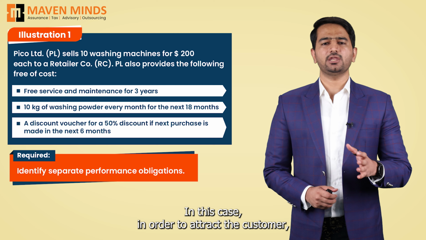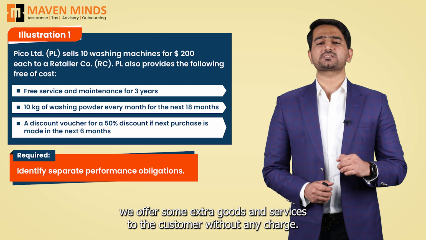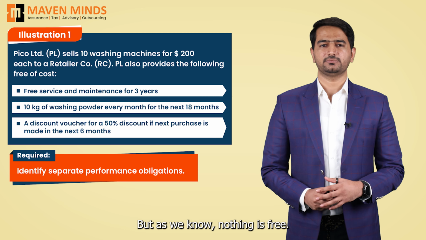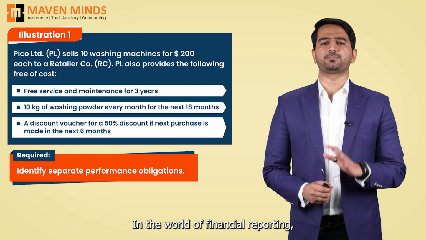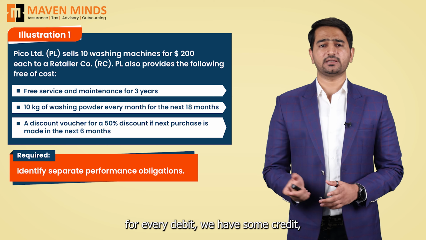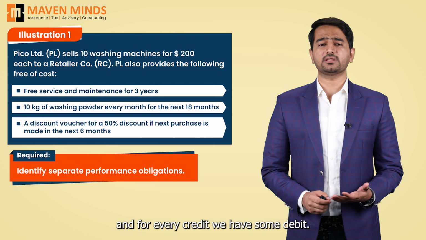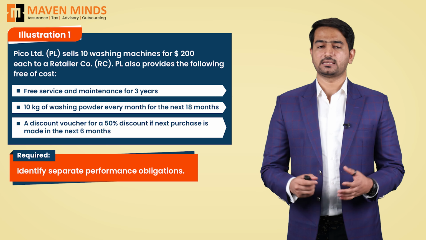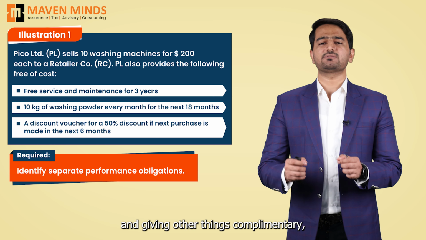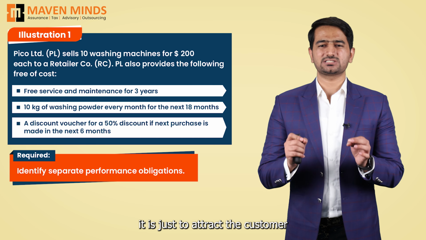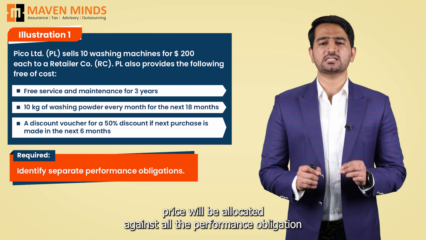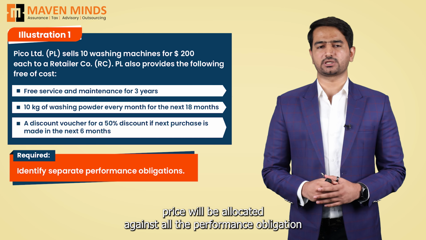In this case, in order to attract the customer, we offer some extra goods and services to the customer without any charge. But as we know, nothing is free in the world of financial reporting. There is always some consideration against everything. For every debit, we have some credit, and for every credit, we have some debit. Similarly, if the company is charging money for one thing and giving other things complimentary, it is just to attract the customer. As per IFRS 15, the transaction price will be allocated against all the performance obligations.